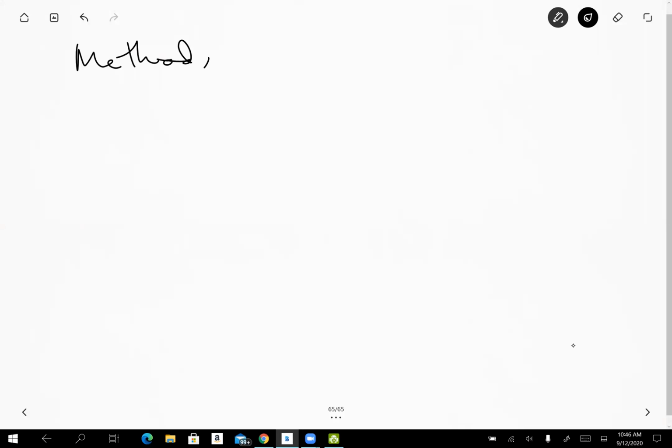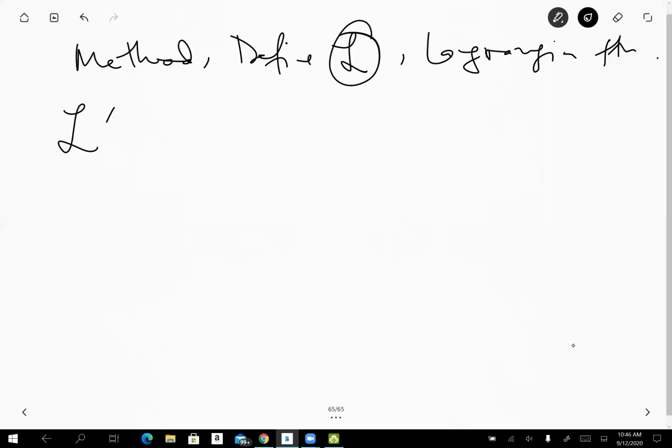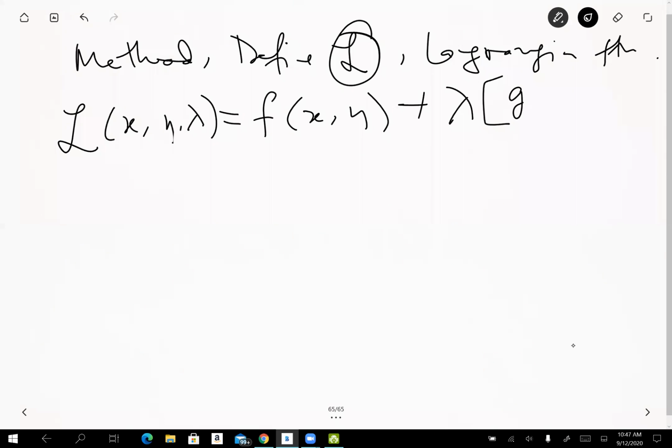You define L, which is the Lagrangian function. Just call it L. And that L, of course, is a function of x and y and also a multiplier, and that multiplier is also a variable. We call it lambda. L is equal to the objective, f of x, y, plus lambda multiplied by the constraint, g of x, y minus k. So that is the Lagrangian function.